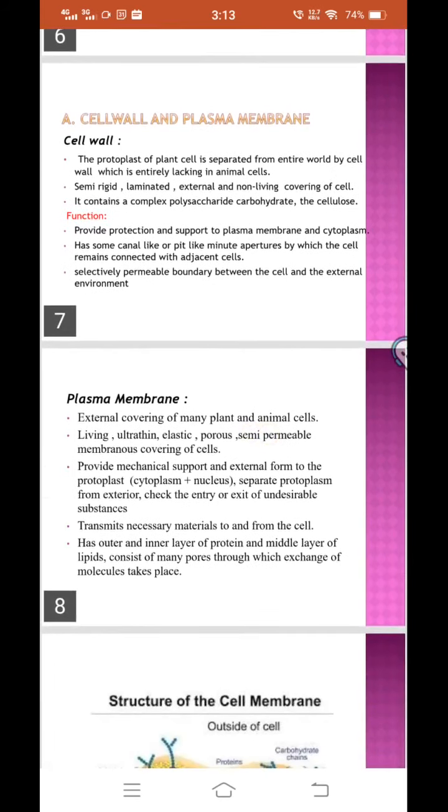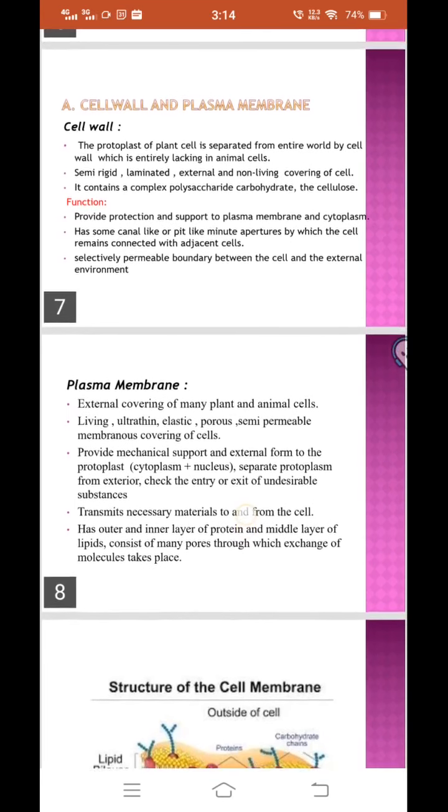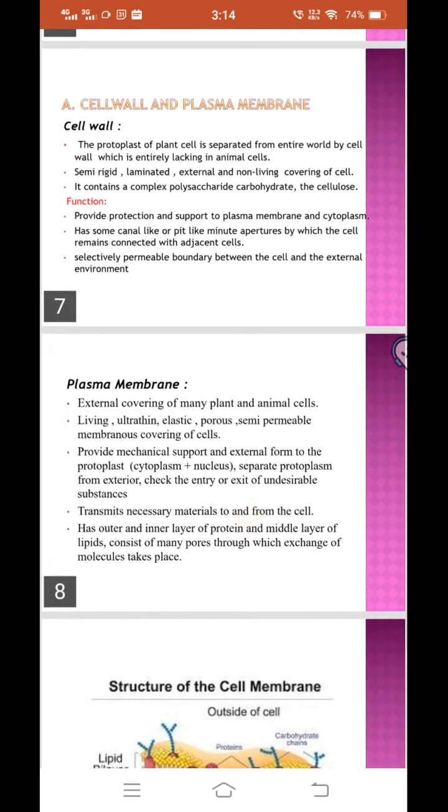Now, what is the function of the cell wall? The main function of the cell wall is to provide protection and support to the plasma membrane and cytoplasm. And this cell wall has some canal-like minute apertures, minute passages, through which the cell remains connected to the adjacent cell. That means the canal-like structure, the pits, are fixed with the canal-like structure or the pit of the another cell, and they are connected with each other.